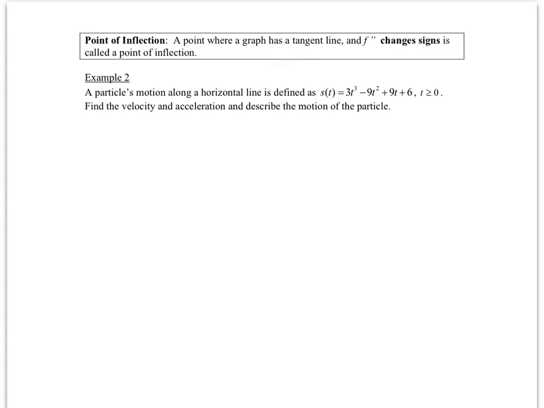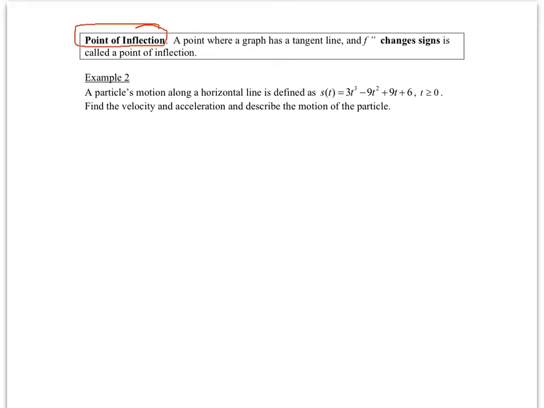Okay, a point of inflection. So here we go, more vocabulary. A point of inflection is any point on a graph where the graph has a tangent line and the second derivative changes signs. So on our previous example, at x equals 0, we had a point of inflection. The second derivative changed signs, and at x equals 0, there would be a tangent line. The function is continuous there. So that's just a vocab word. We're going to deal more with that when we practice problems.